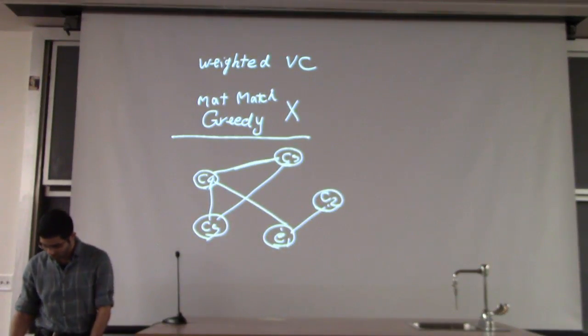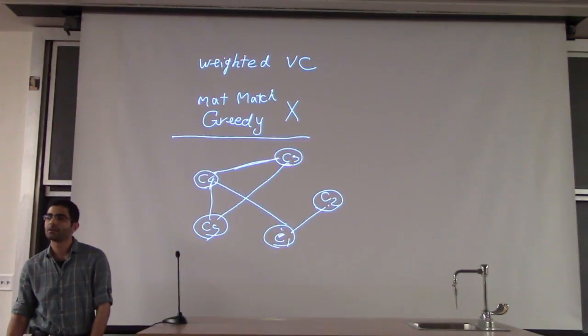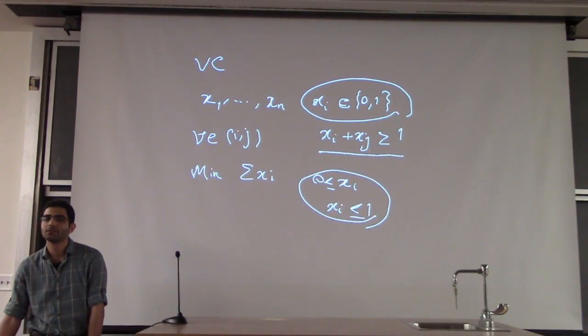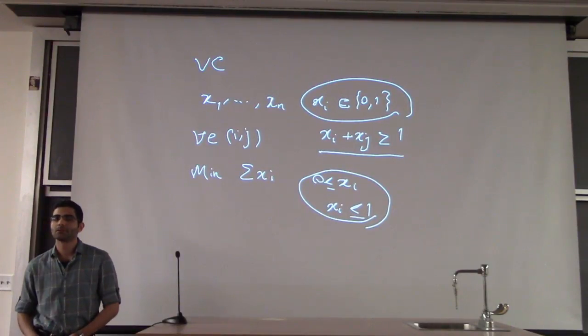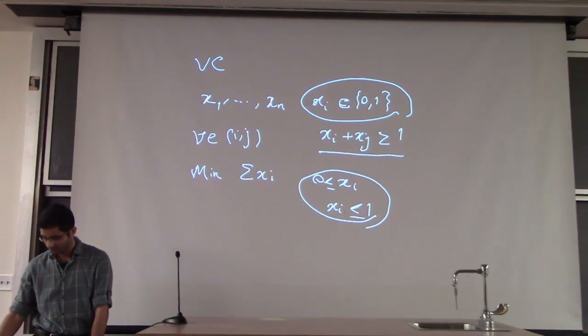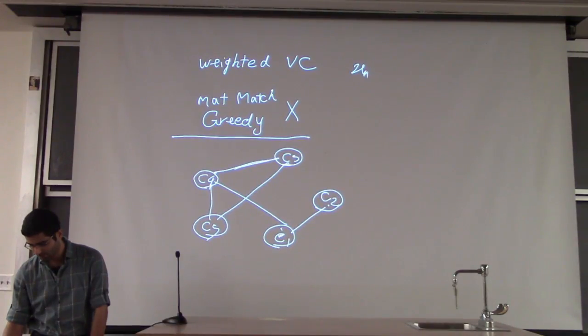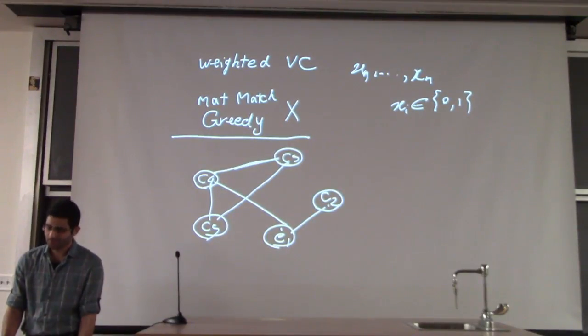So can one of you write the formulation for this? Same as here. Here we have n vertices, x1 through xn, and each one of them can be 0 or 1, right?